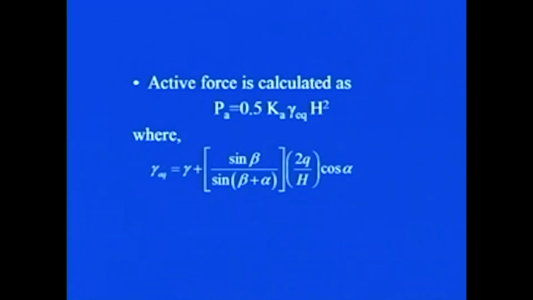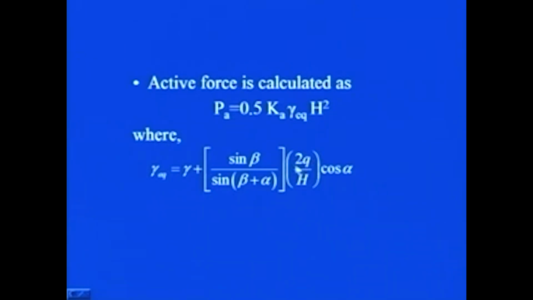and you can get the magnitude of the total force per unit length of the wall. So, you see here the active force is calculated as 0.5 Ka gamma Eq, that is equivalent unit weight into h square, where this equivalent unit weight can be determined by this expression, that is gamma plus this additional term. See, if this Q is 0, then this additional term will become 0. So, your gamma equivalent will become equal to gamma, which will be corresponding to the earlier case which we just now discussed.